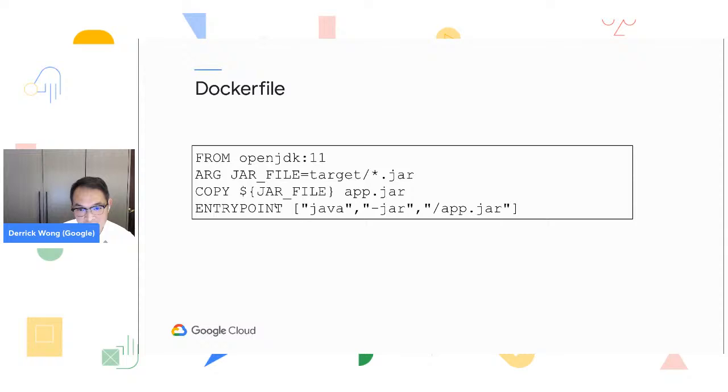And then, as you can see in this Dockerfile, it is very simple. Of course, if you run in a production environment, there are actually lots of parameters that you can specify. For example, you can specify the maximum heap size here, in this entry point command. This is something you can do.